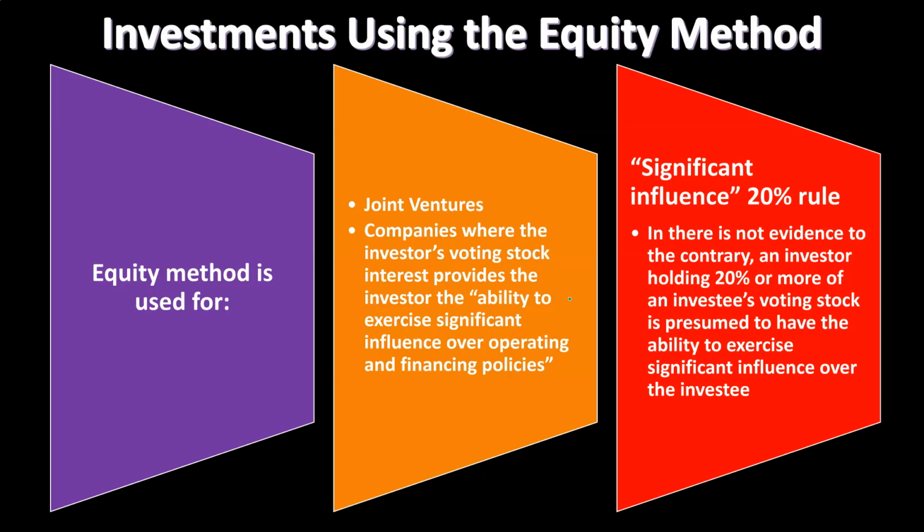If there is not evidence to the contrary, an investor holding 20% or more of the investee's voting stock is presumed to have the ability to exercise significant influence over the investee. So there's that 20% rule. We're looking for significant influence. If someone is at 20% or more, and again, less than 51%, because 51% would be control, then we're going to assume that there's significant influence unless there's some reason not to.